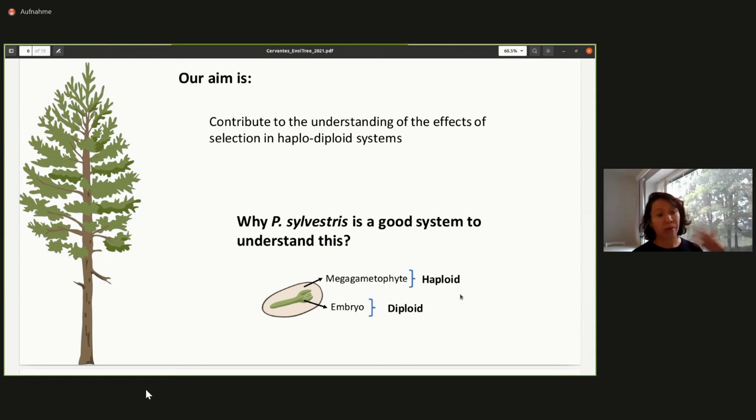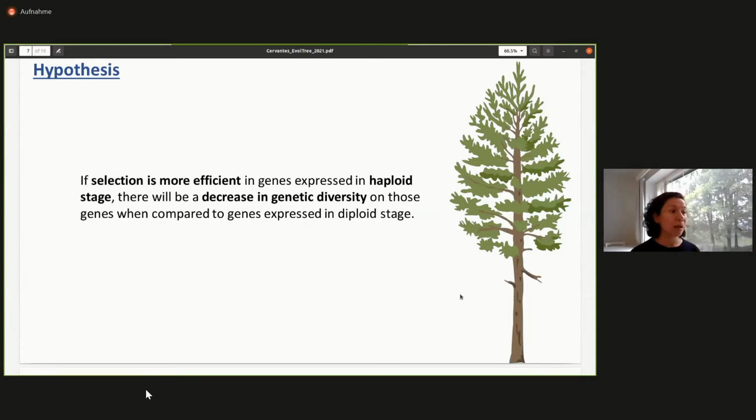Plus, this tissue, the megagametophyte, is derived from the female gamete, which will allow us to avoid the confounding effects of sexual competition. So our hypothesis for this work is quite simple. If selection is more efficient in genes that are expressed in the haploid stage, we should be able to observe this as a decrease in the genetic diversity of those genes expressed in the haploid stage when compared to genes expressed in the diploid stage.